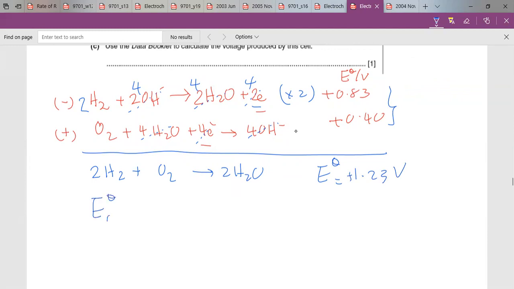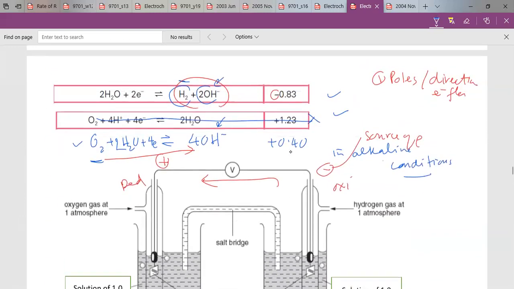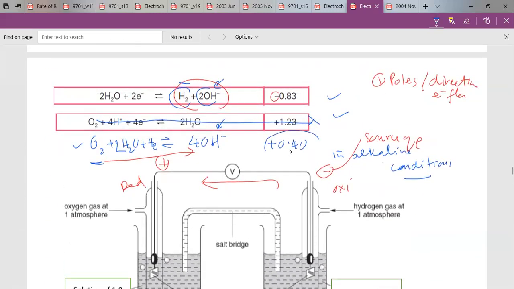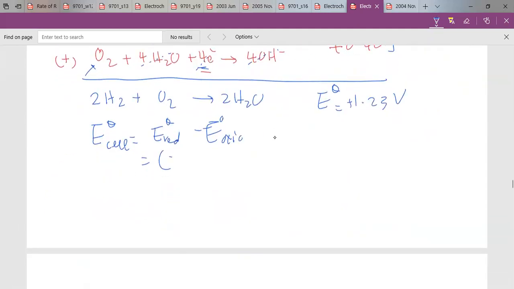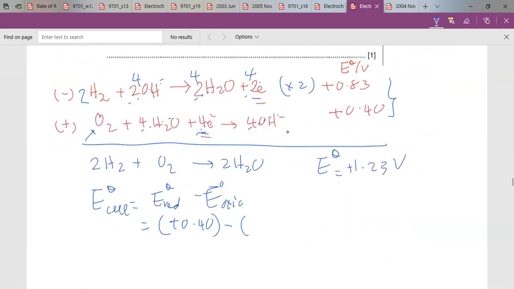Now, if we do it by the formula method, that's the same. E cell equals E reduction minus E oxidation. Now, this E must be the original, okay? So which one is reduction? Plus electrons. So what's the original? Check here. Original is this one, plus 0.40, minus original.